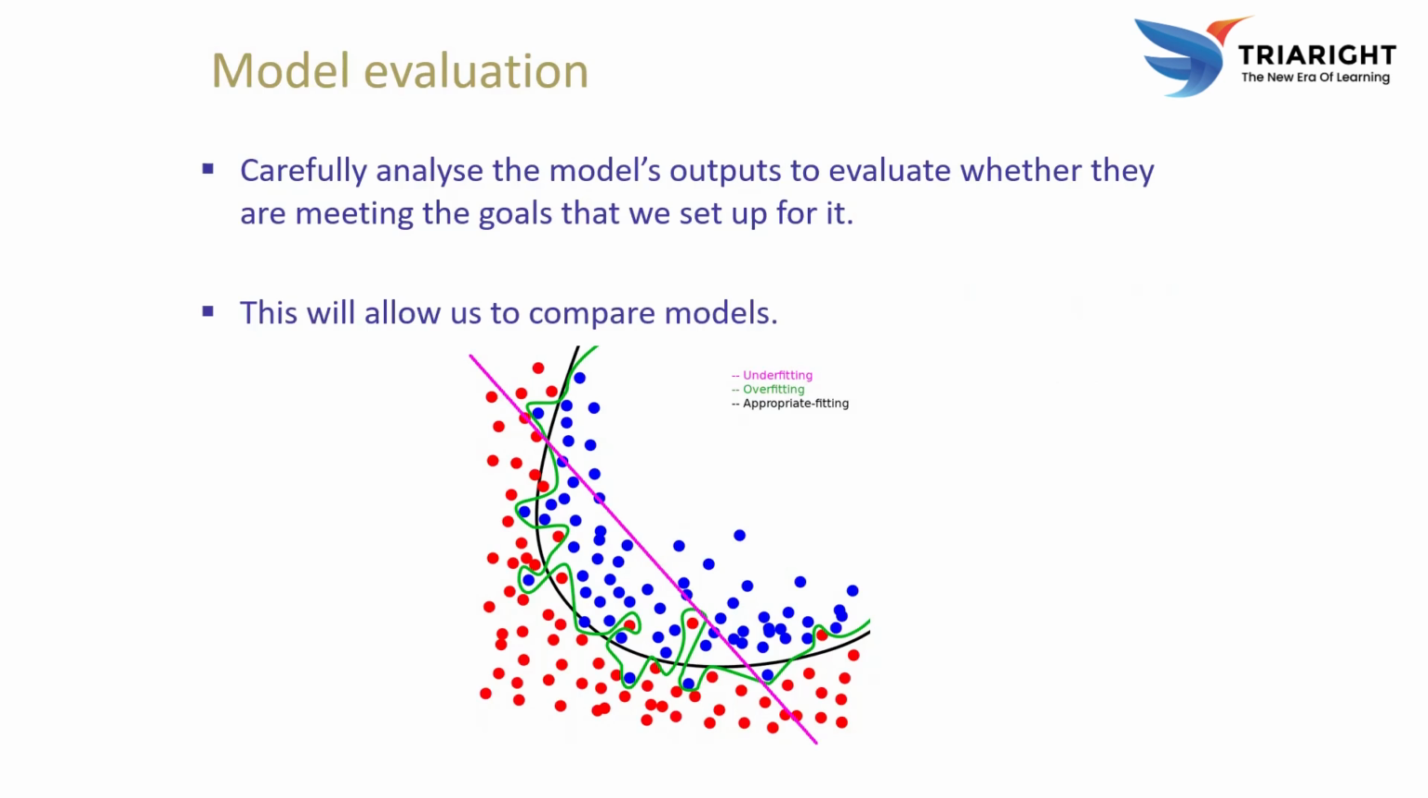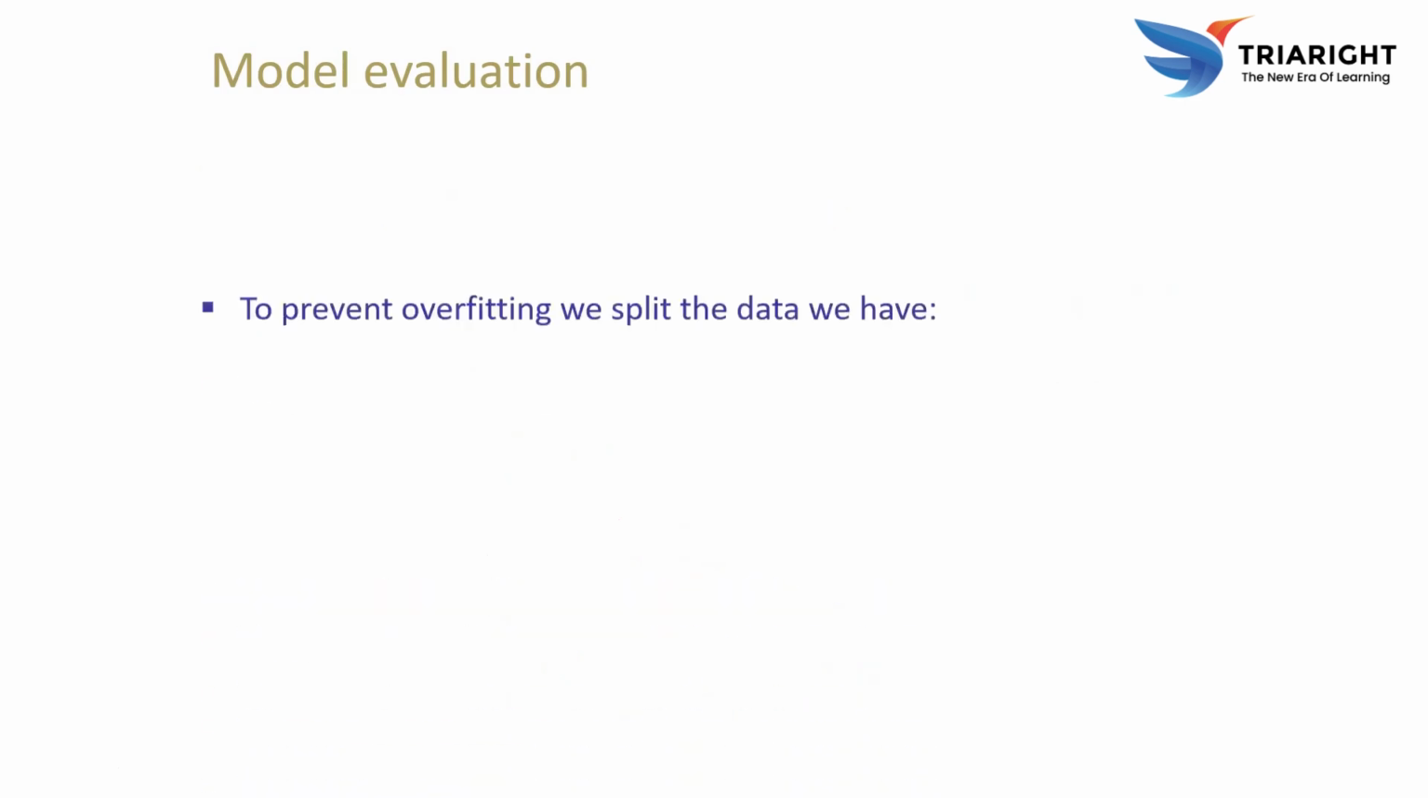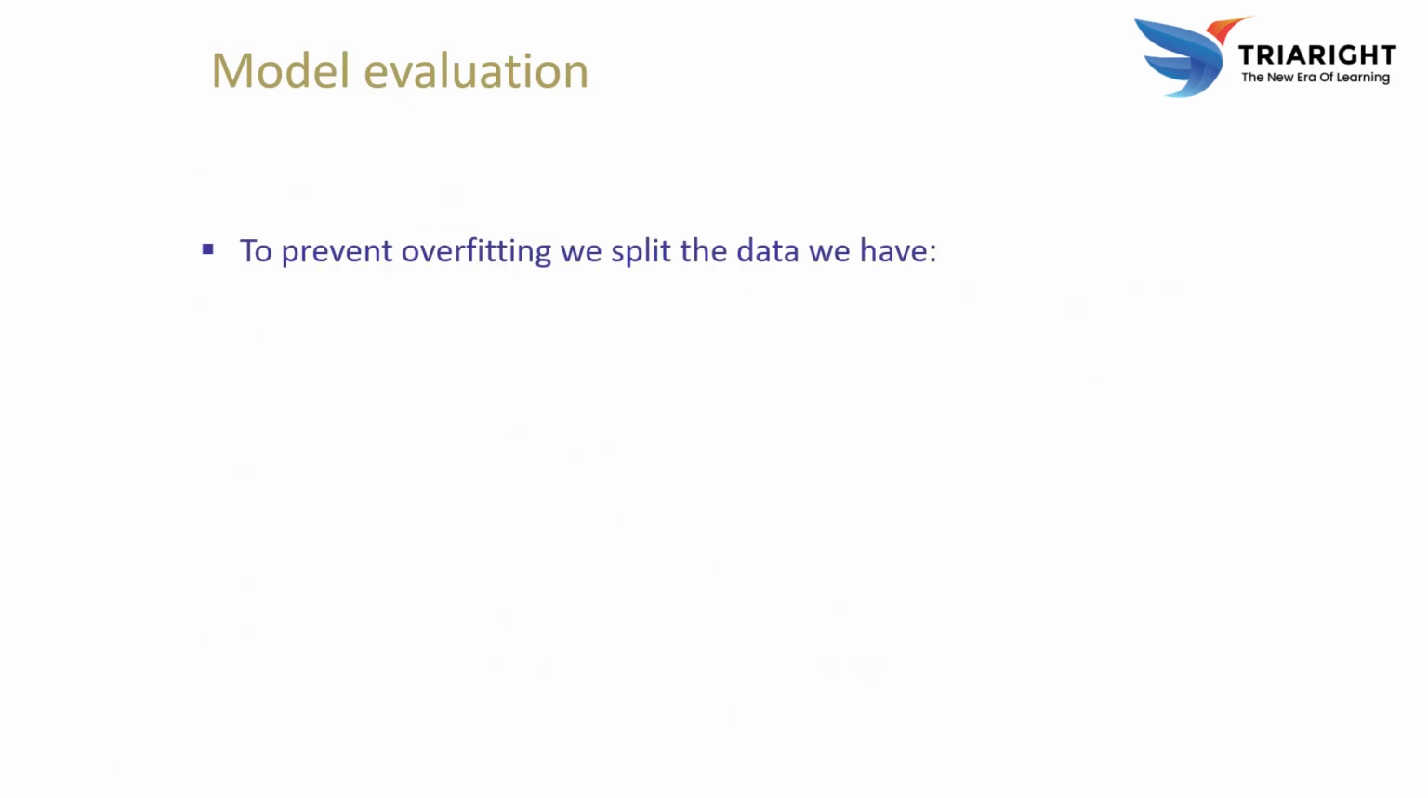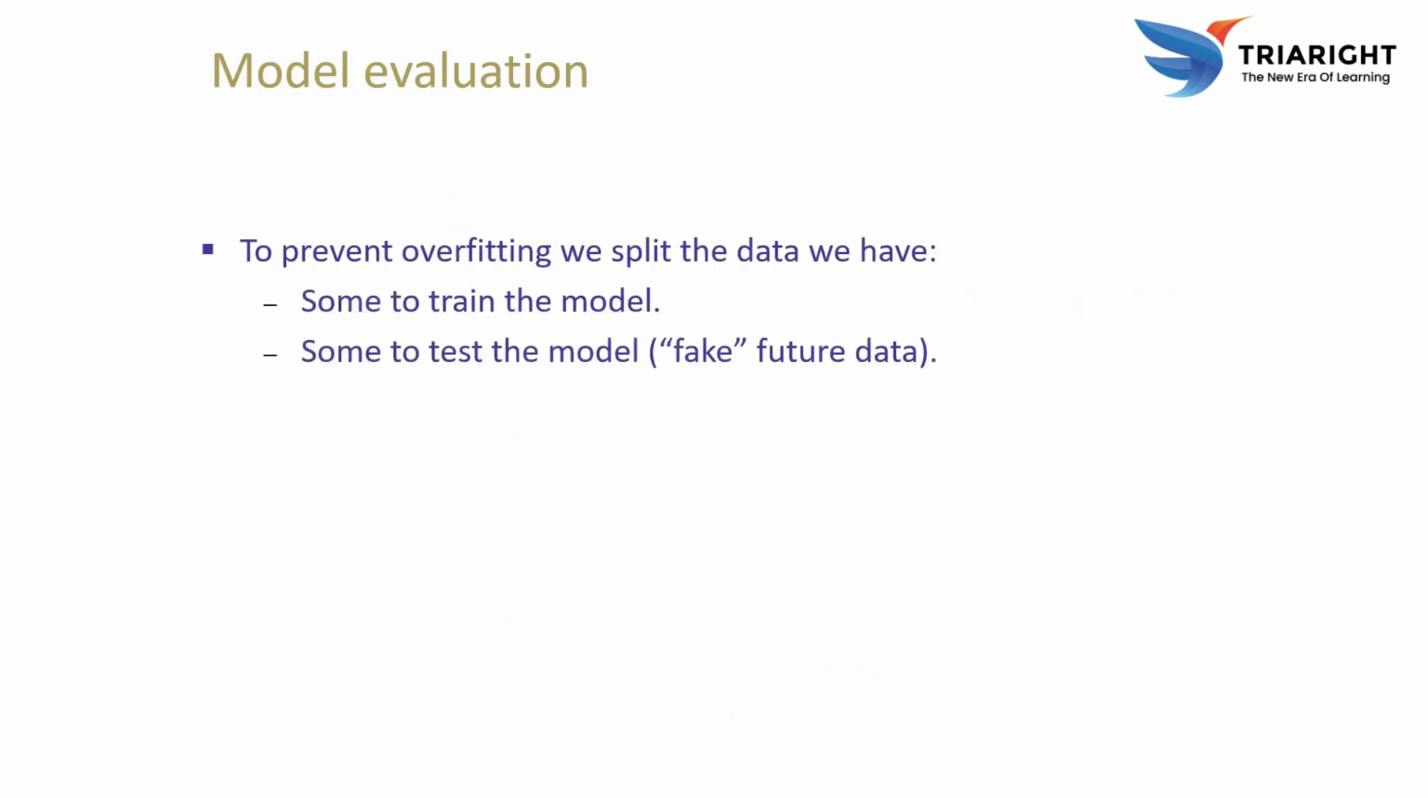Then we have underfitting, the pink straight line. This represents a model that is too simple to capture the underlying patterns in the data. The straight pink line attempts to separate the red and blue points, but it clearly misclassifies many points of both classes. To prevent overfitting, we split the data we have, using some to train the model and some to test the model.